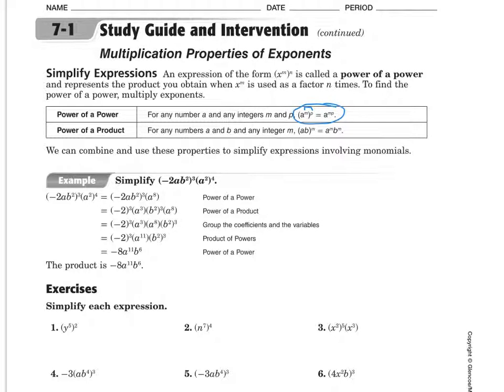Okay, and the last one is if you have a power of a product. Okay, so if you have two things on the inside and you want to square the whole thing and they're multiplied together, you can kind of distribute that exponent to both the a and the b, is what that one says. So I'll show you how that kind of works out.